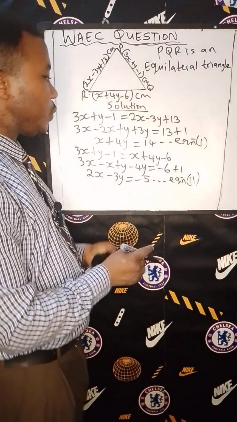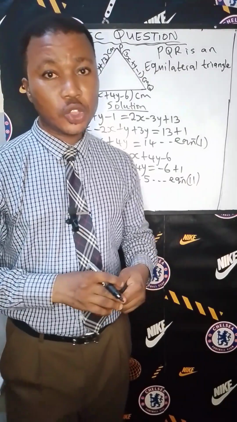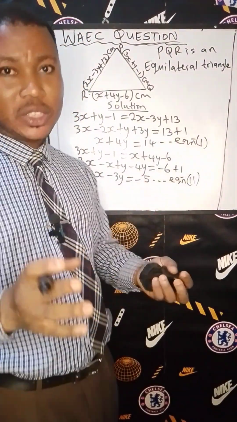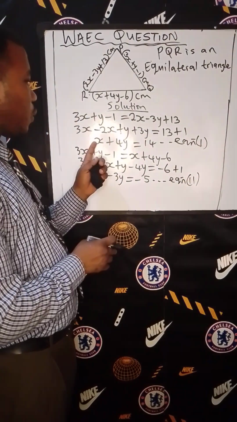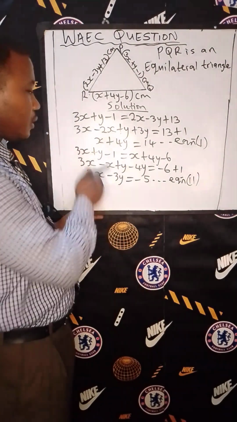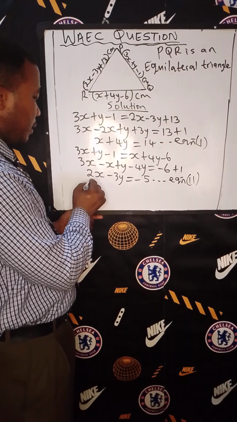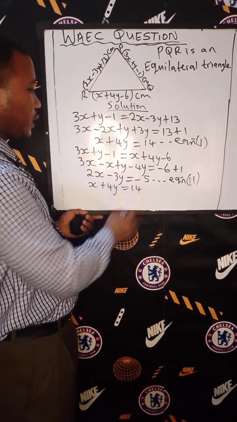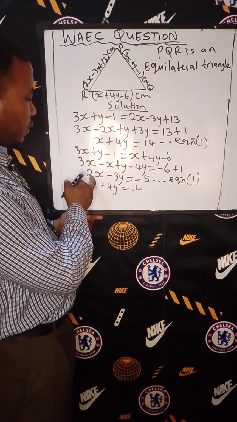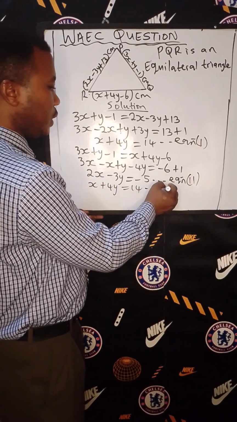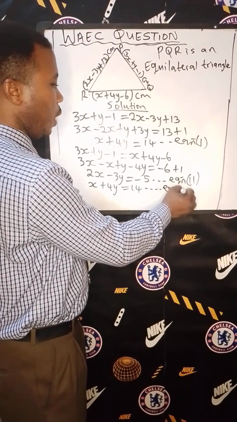Okay. So we can use elimination or substitution method in solving this. Let's use elimination method. Good. So this is equation 1. This is equation 2. So I'll bring equation 1 down. That is x plus 4y is equal to 14. And of course this one already, this is equation 2.